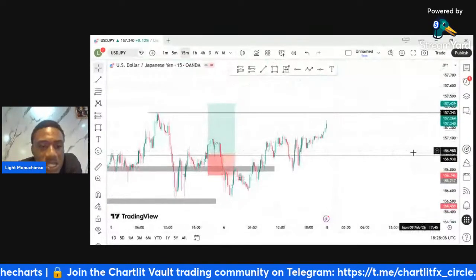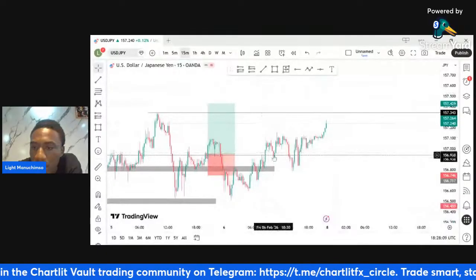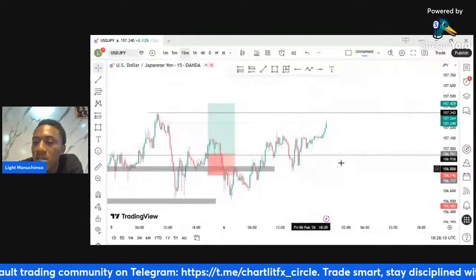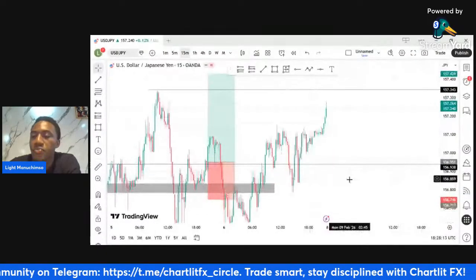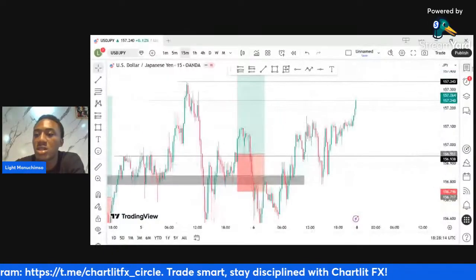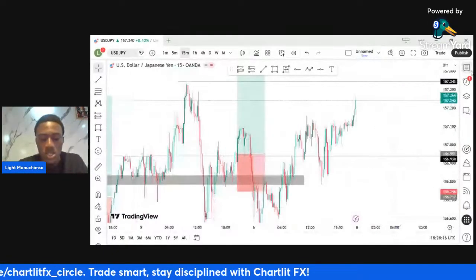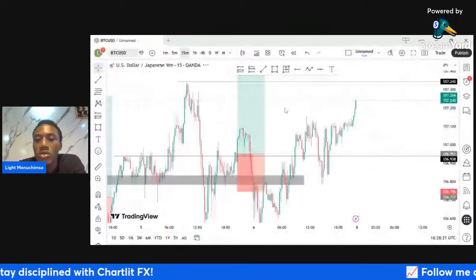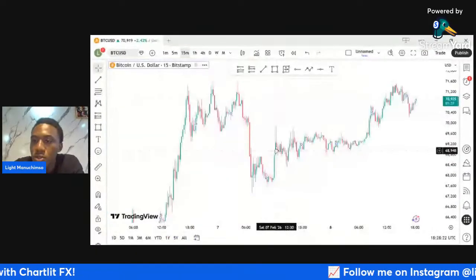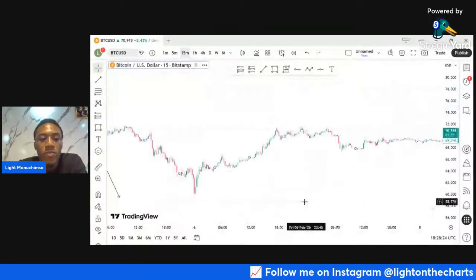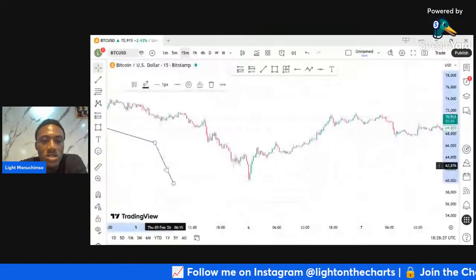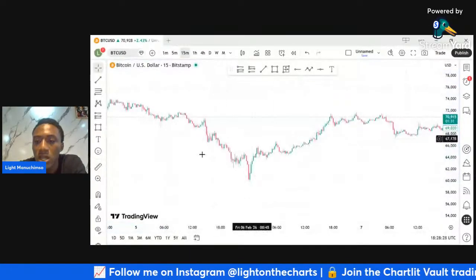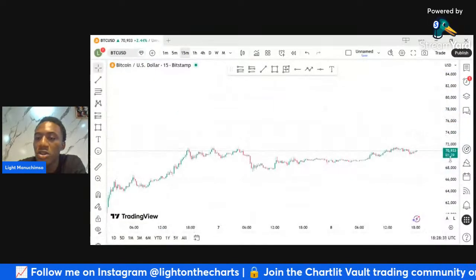If you can see these lines right here, these black lines are basically my psychological levels. Let me take us to the BTC charts so that we don't get distracted by all those other things I'm trying. So what are psychological levels? Psychological levels are round-up numbers.